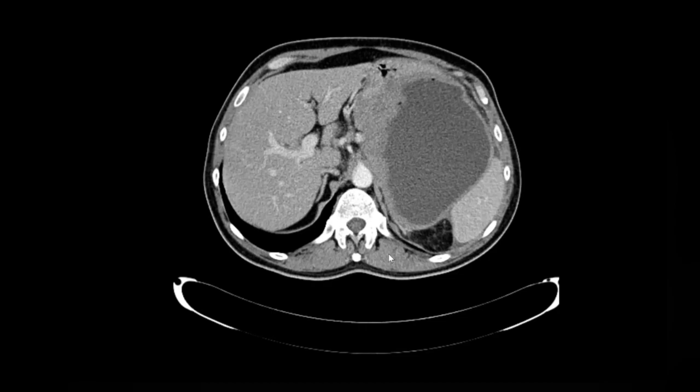So, a large exophytic gastric lesion. What's your differential diagnosis for a large exophytic gastric lesion other than GIST? The exophytic lymphomatous deposits, necrotic lymphomatous deposits, will be the next differential. Excellent. And one disease.